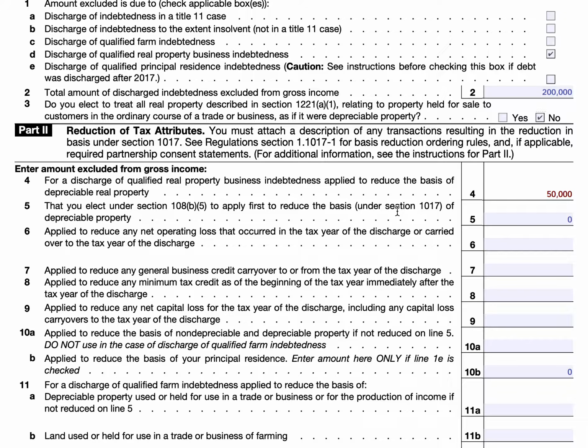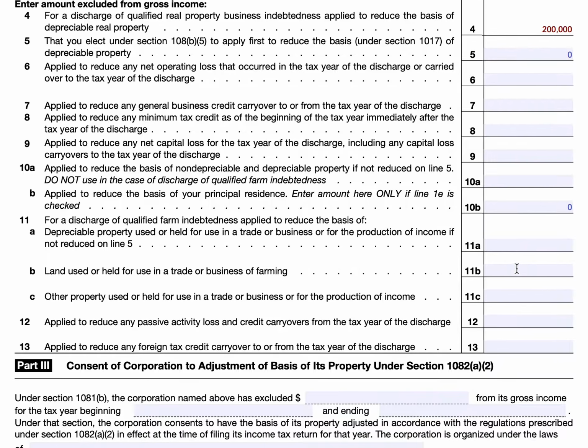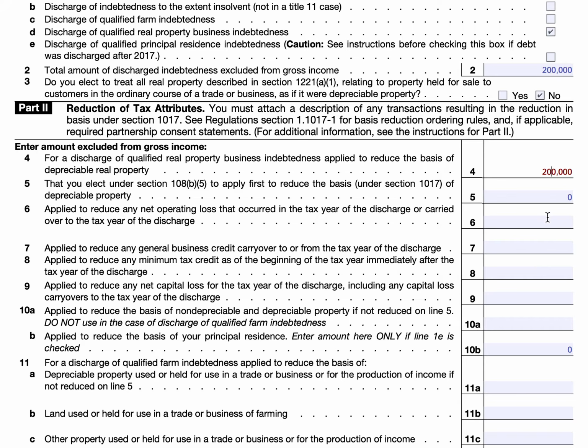So this is an election. You can apply part or all of this $200,000. If we put $200,000 here, then that would be pretty much straightforward, and we're pretty close to done with this form. However, if we're electing to do just part of it, $50,000, we now have to find a place to allocate the rest of the $150,000.